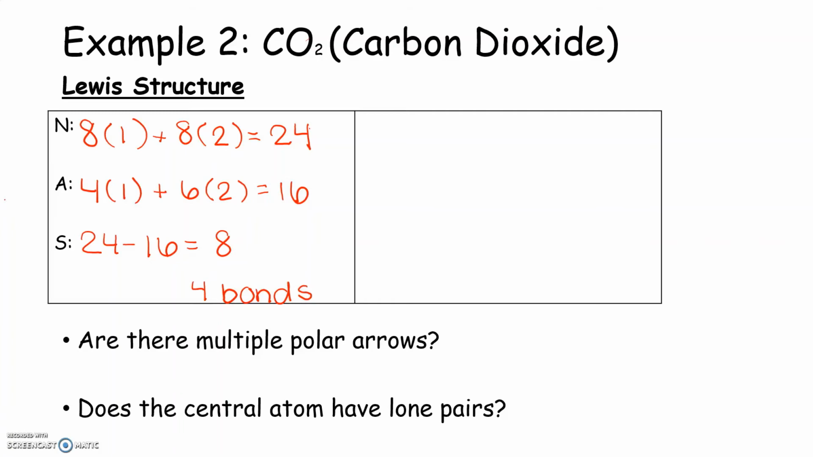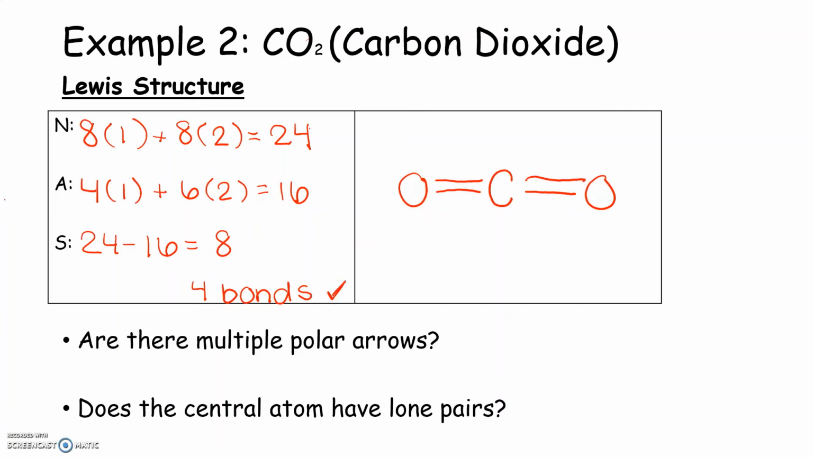So now let's draw it out. Remember, I put the least common element in the center. In this case, that's carbon. And as a rule of thumb, carbon always goes in the middle. So now I'm going to surround it with these oxygens. And I'm going to start by connecting it with one bond. Well, so I have 2 bonds, but I need 4. So now I can go back and I can double up. 3, 4. So now I have 4 bonds.